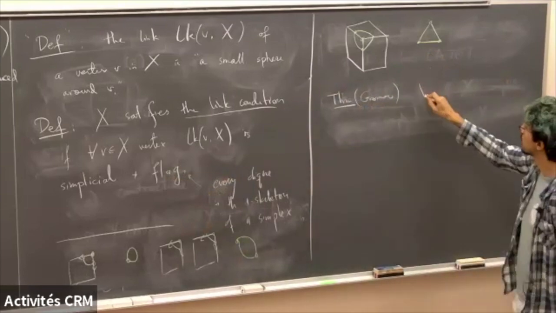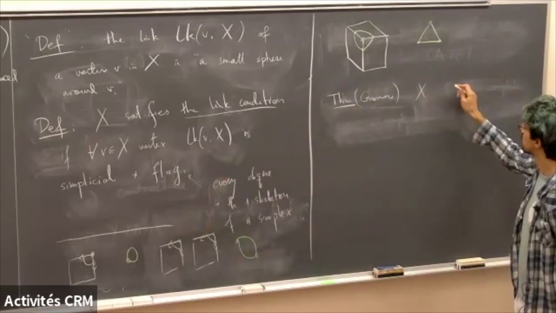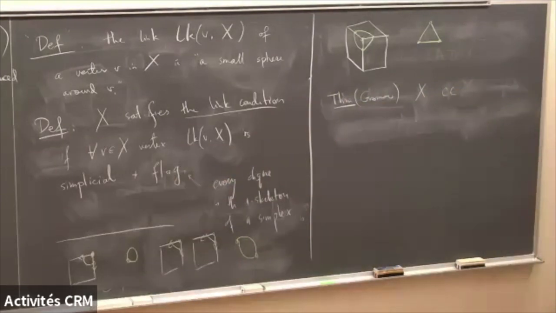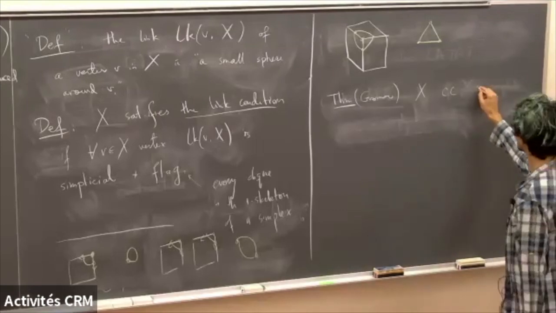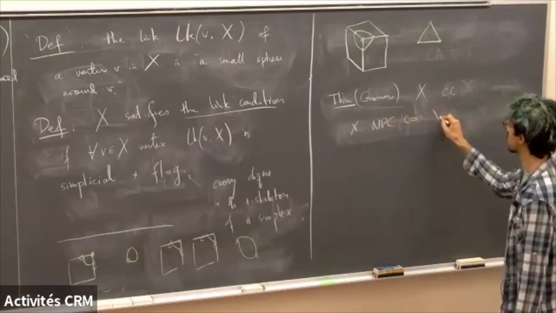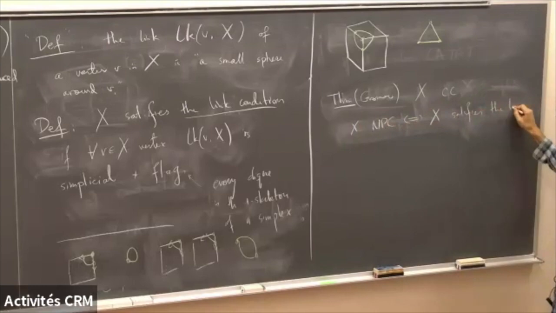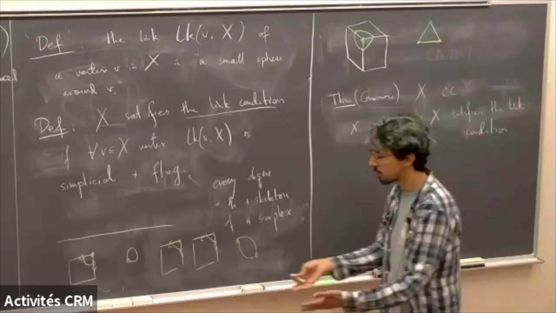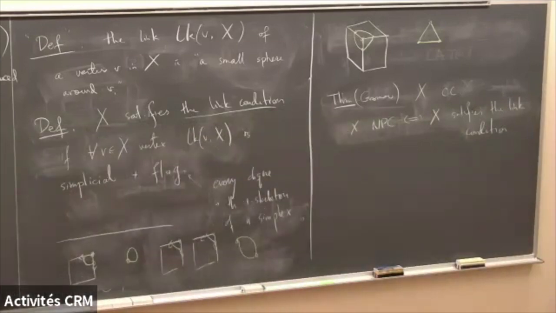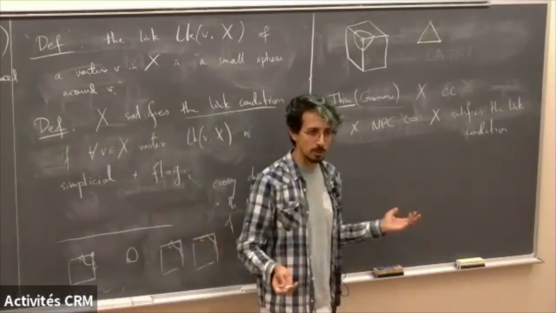Let X be a cube complex, and X is non-positively curved if and only if X satisfies the link condition. Okay, so we know how to check that something is non-positively curved. It's just a combinatorial condition we have to check, and we also know how to check that something is CAT(0). You just need to check this plus the global condition of being simply connected.